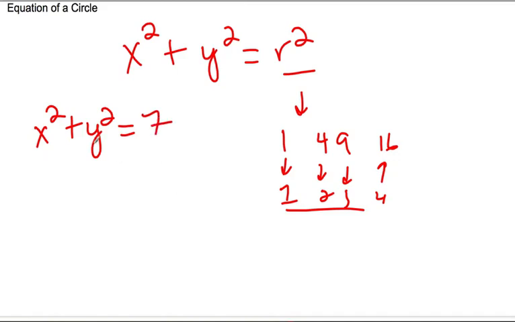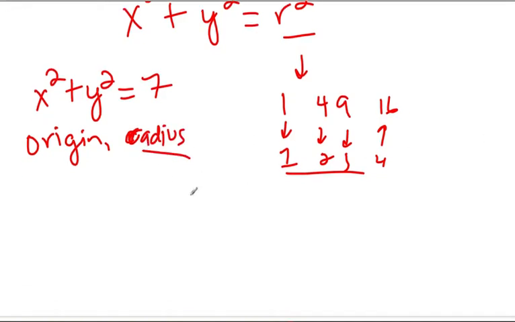Now, to deviate from this equation, such as to move the origin or to change the radius, we can alter these terms. The first thing is to alter the radius. We simply square that altered radius length, and then we put that in for the r squared. So if we wanted to make the radius 3, then we simply do x squared plus y squared equals 9, because the square root of 9 is indeed 3.